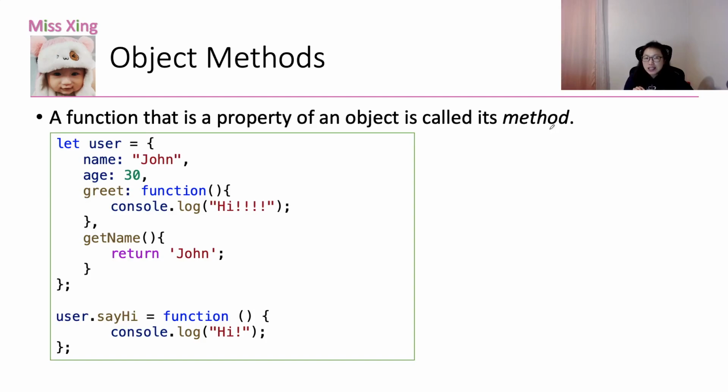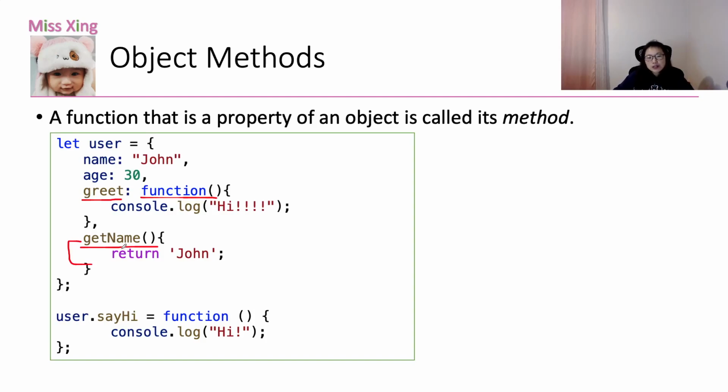So if you see it this way, okay, I have a user with a name and age, and here I have a greet, right? And what's the value of this property name greet? It's a function. In this case, we will say the user object has a greet method. Okay, and here we have another way to write a method for an object, which directly gives a function declaration here, which is getName, and this is like a function, right? But when we put it inside the user, we will say it's a method.